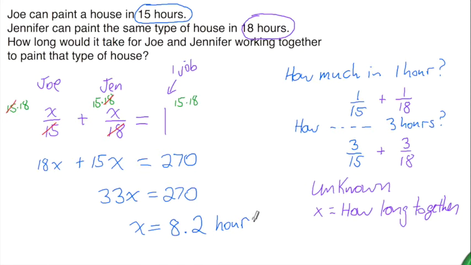Now my guess was 9 hours, and I was quite a bit off there, but that was just an estimation. So together, Joe and Jen can finish this job in 8.2 hours, where individually it would take Joe 15 hours to finish the job and Jennifer 18 hours to finish the job. So working together, they can save themselves a lot of time to finish that one job.